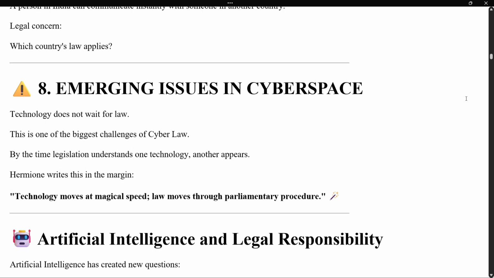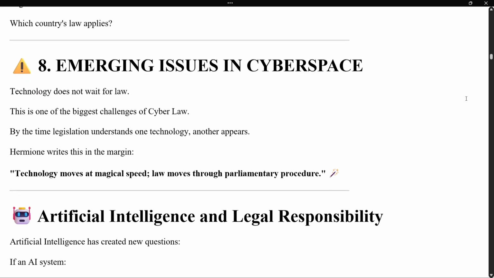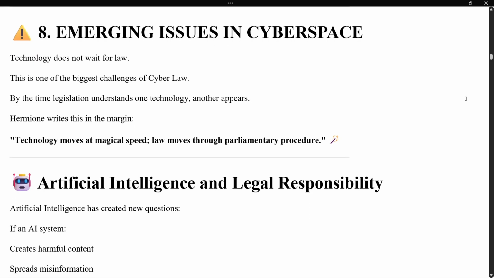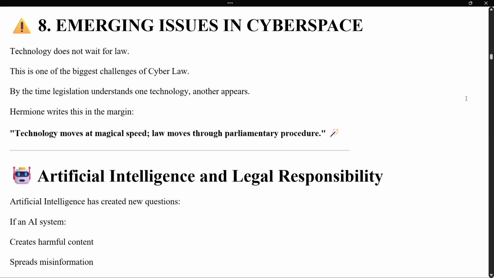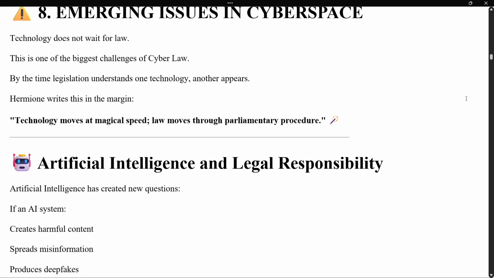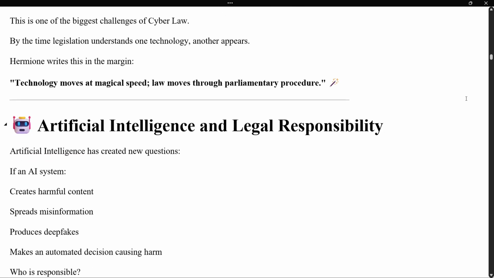8. Emerging issues in cyberspace. Technology does not wait for law. This is one of the biggest challenges of cyber law. By the time legislation understands one technology, another appears. Hermione writes this in the margin: technology moves at magical speed. Law moves through parliamentary procedure.